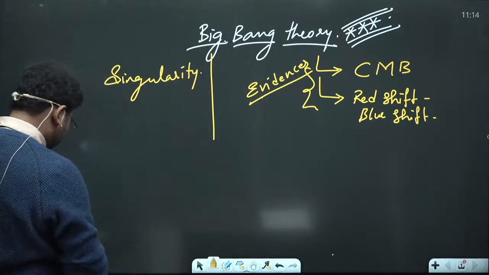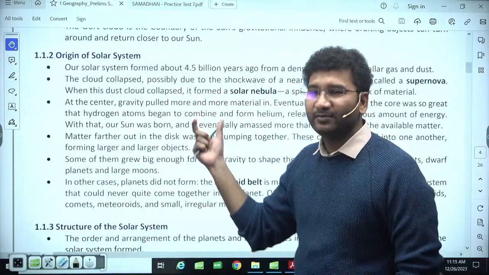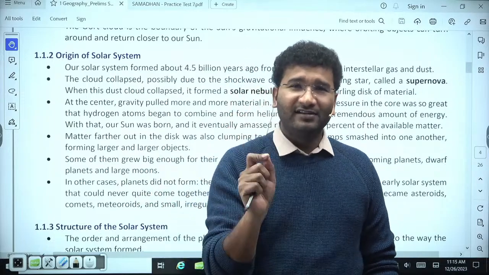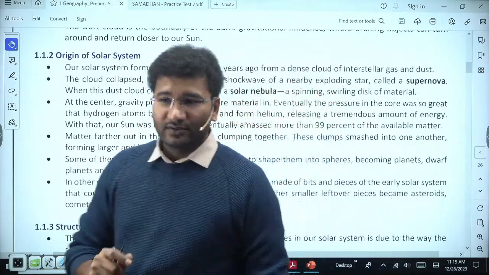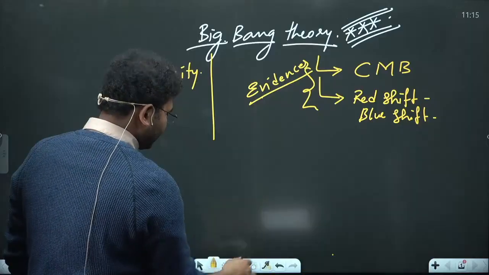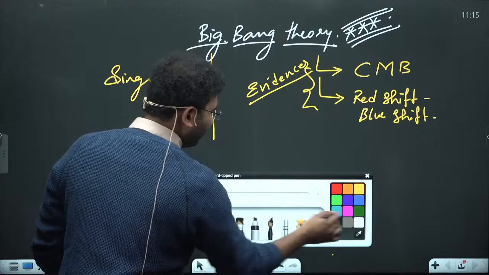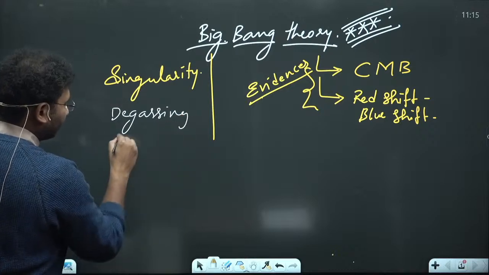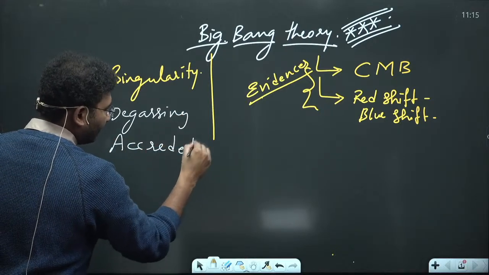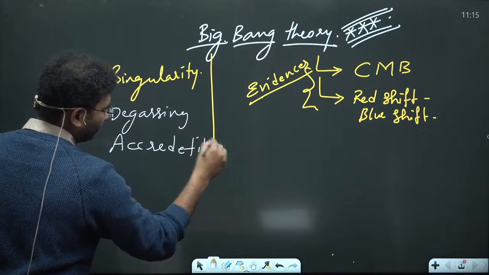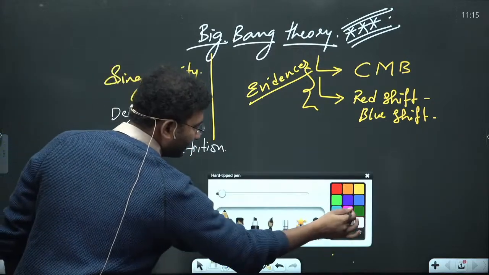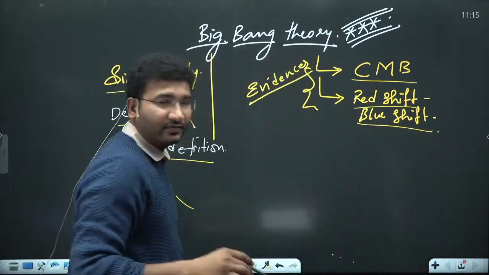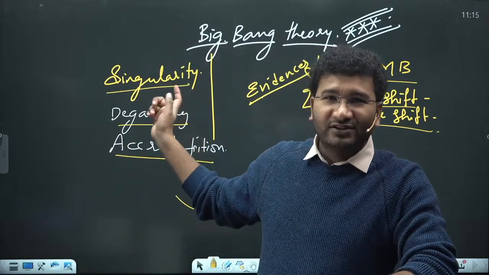ये सारे चीज आपके हैंडआउट में दिया हुआ है, but I am writing the keywords at one single place, so you can also have that handy. जब भी आप ये कीवर्ड्स प्रीलिम्स में देखते हो ना, you can directly link it with the Big Bang theory, right? So look here. Next, you also need to have an idea about what do you mean by degassing, accretion, right? So these are some of the keywords that are associated with the Big Bang theory.